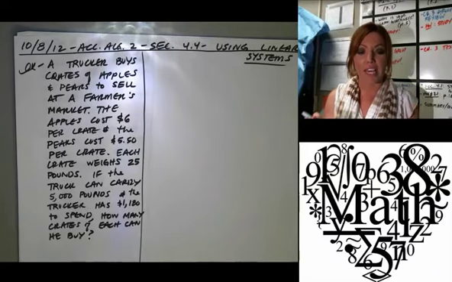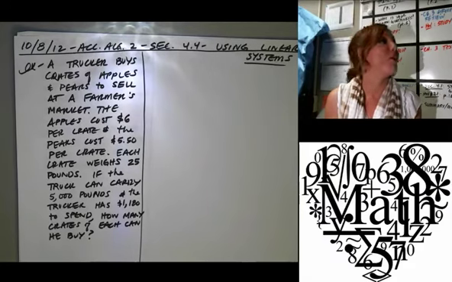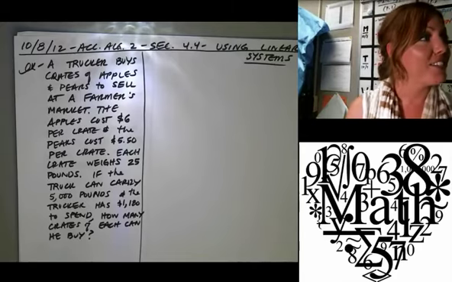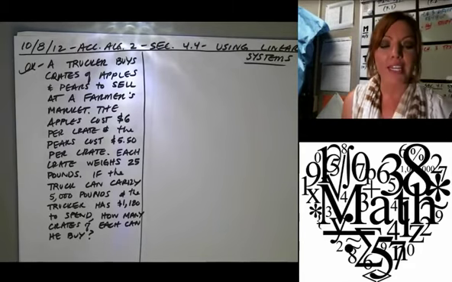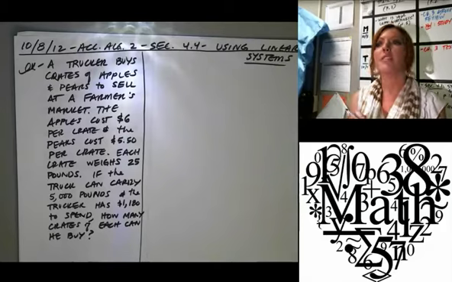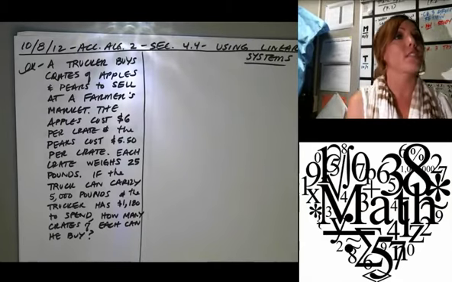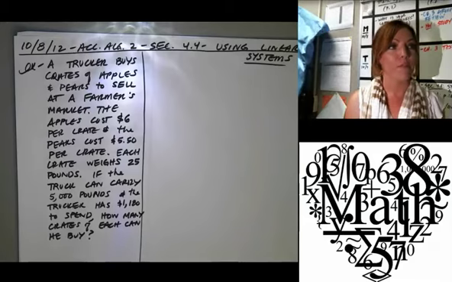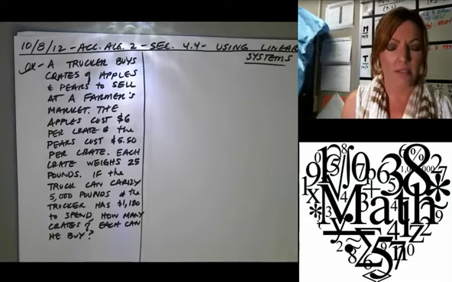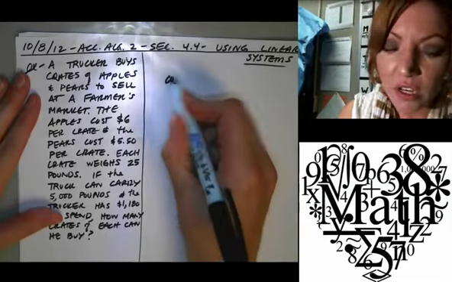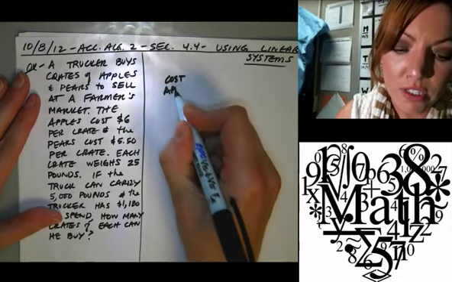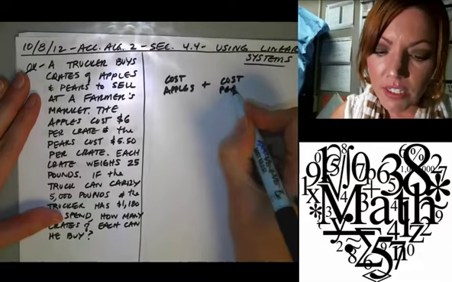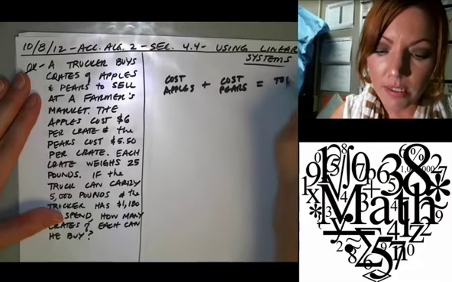So clap if you agree. This is going to be a little lengthy, but clap. Okay. So clap if you agree that the total cost of the apples plus the total cost of the pears is the total cost of everything. So the cost of the apples plus the cost of the pears gives us the total cost. Okay.